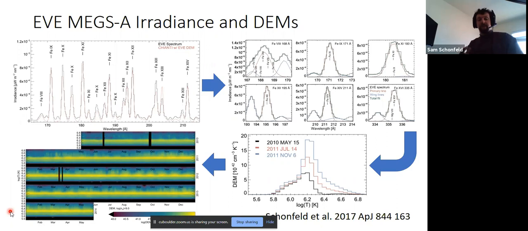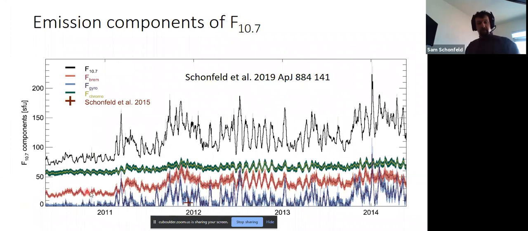And from these DEMs, we can compute the bremsstrahlung component of F10.7. And that is shown here in the red. Compare that with the observed F10.7, which is the black. The green is the chromospheric component, which we've parameterized using the magnesium 2 quarter wing index. And then black minus red minus green gives us blue. This is the gyroresonance component of F10.7 over these 4 years.